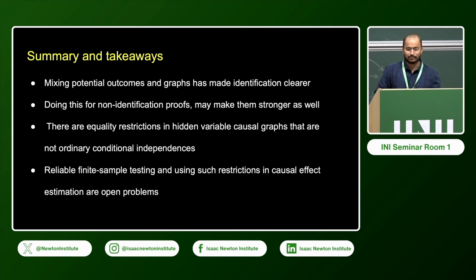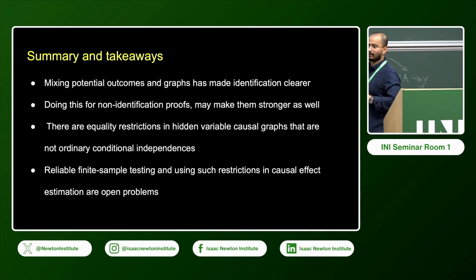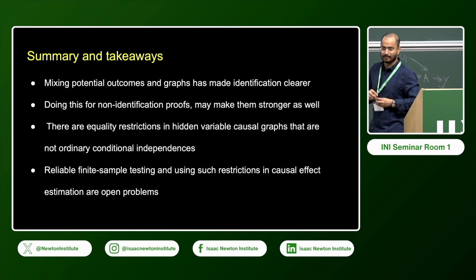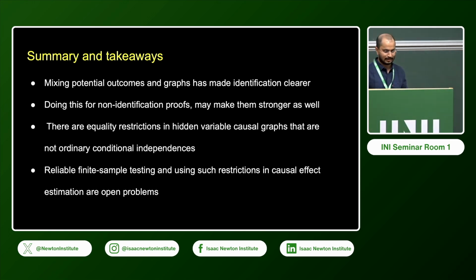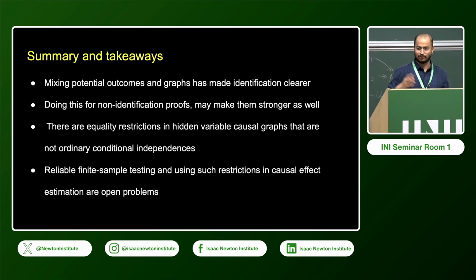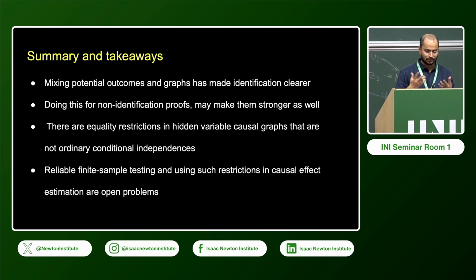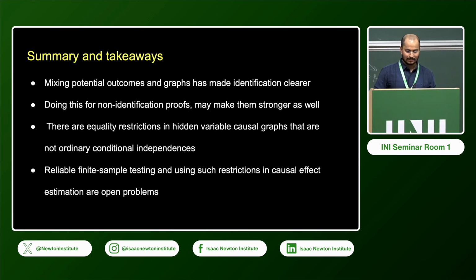Okay, so just a quick summary and key takeaways. Mixing potential outcomes and graphs has made identification a lot clearer, I think. With SWIGs, maybe not everyone is sold on the graphical framework, but it's certainly brought a lot more people on board by blending these two frameworks. And I think doing this for non-identification proofs may make them stronger as well and get more people on board with why non-identification is important.